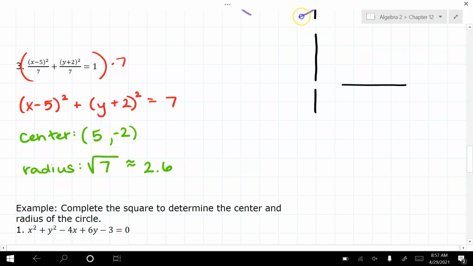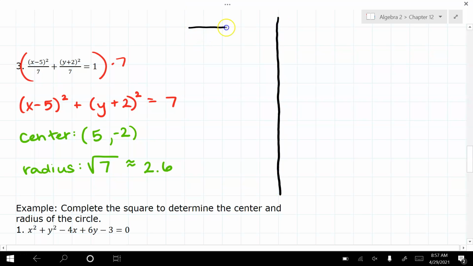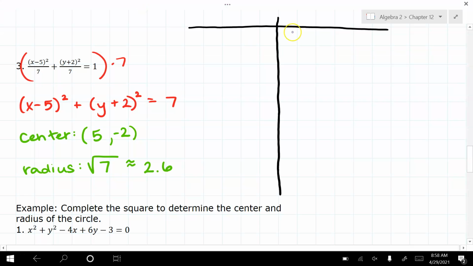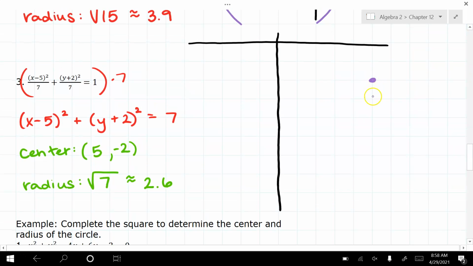All right, so I'm going to erase that so I have some space to do this one. So center is at 5, negative 2, and then we're going 2.6 in all directions. And then I'm just going to draw that circle in.